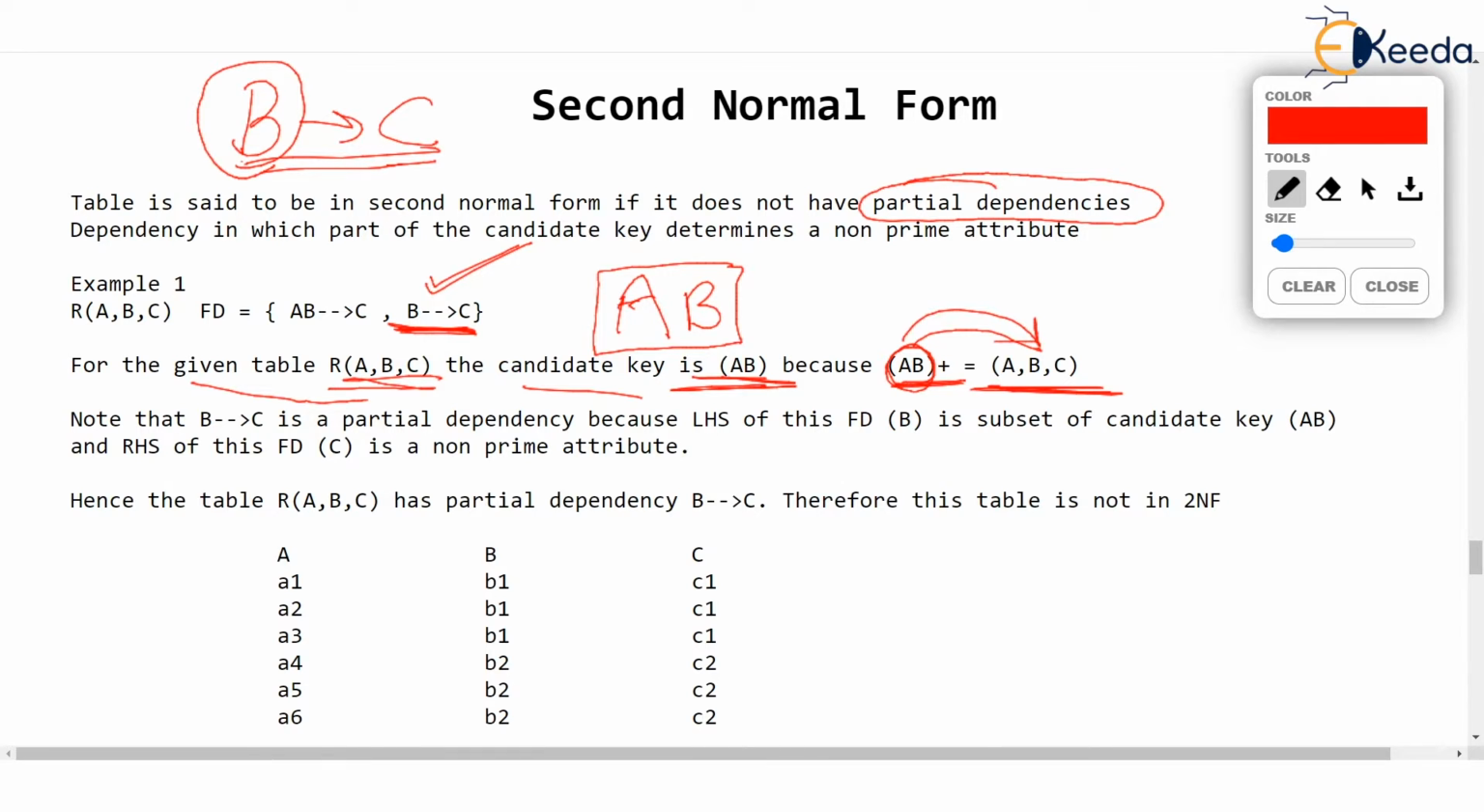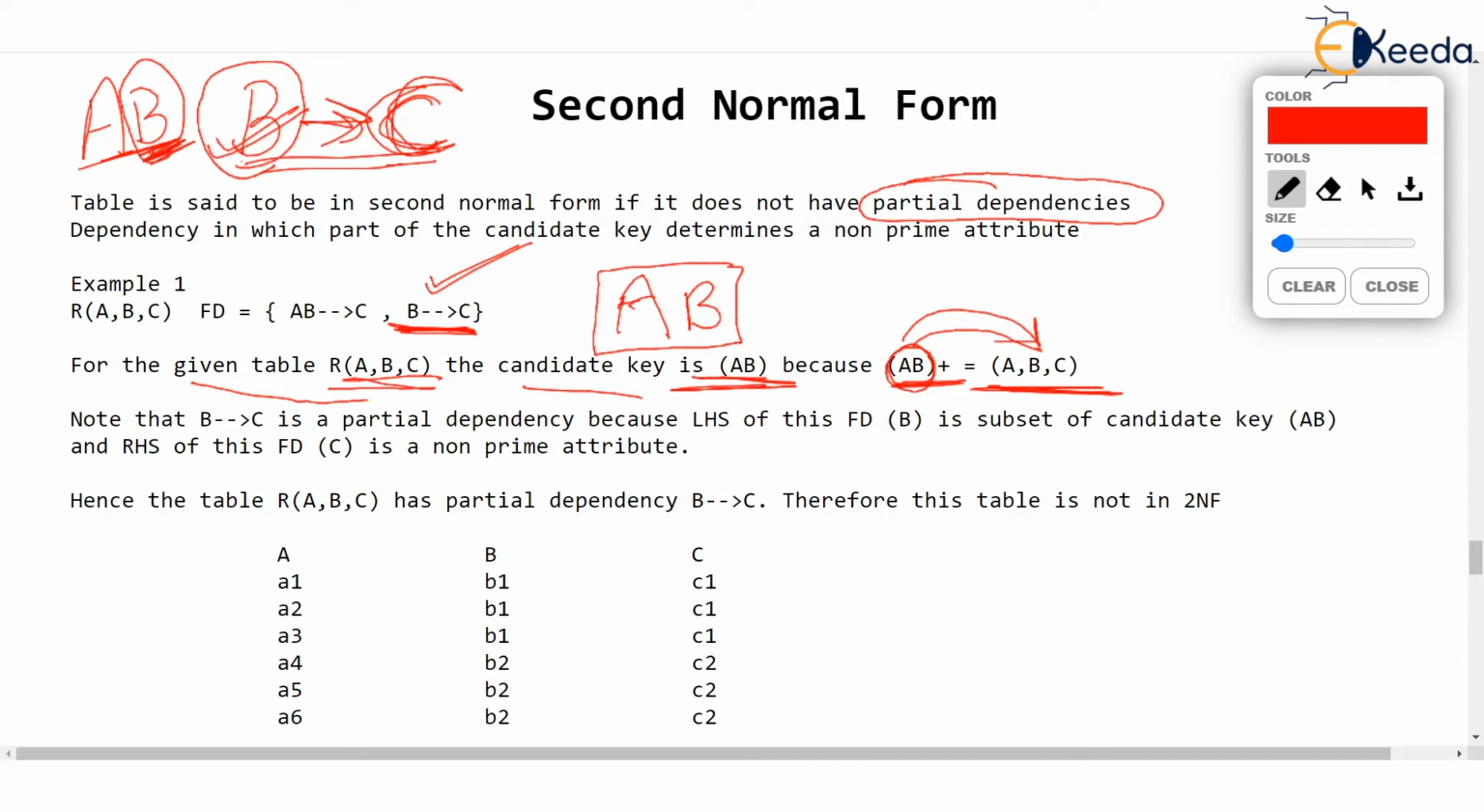Who is the candidate key? AB. Then isn't this B, the left hand side, part of the candidate key? It's not complete, it's part. So the left hand side of this dependency is a part of the candidate key, a subset of the candidate key. Wait, there is more to come. And the right hand side of this dependency, this is also very important. The right hand side is C, which is not part of the candidate key. We call such attributes like C, which are not part of the candidate key, non-prime attributes.